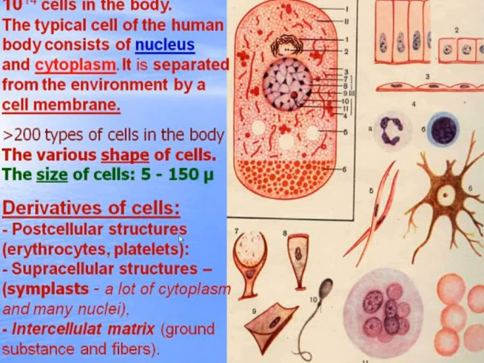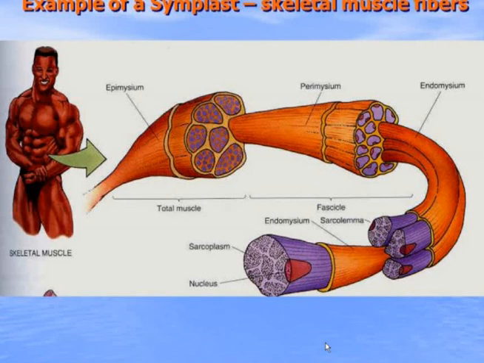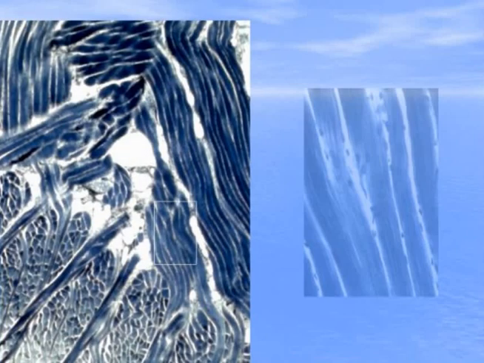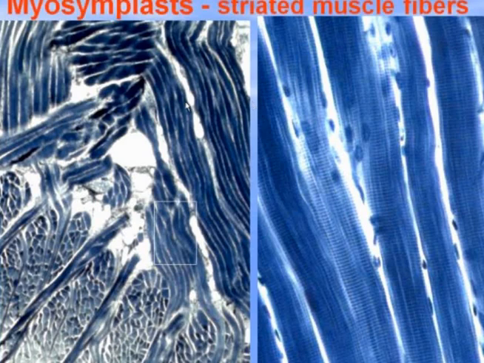In addition, there are derivatives of cells. They are postcellular structures like erythrocytes or platelets, supracellular structures like symplasts containing a lot of nuclei and a huge amount of cytoplasm, and intercellular matrix. An example of a symplast is the skeletal muscle fiber. You can see these fibers under your microscopes during the class. You can see a huge amount of cytoplasm and many nuclei at the periphery of symplasts.